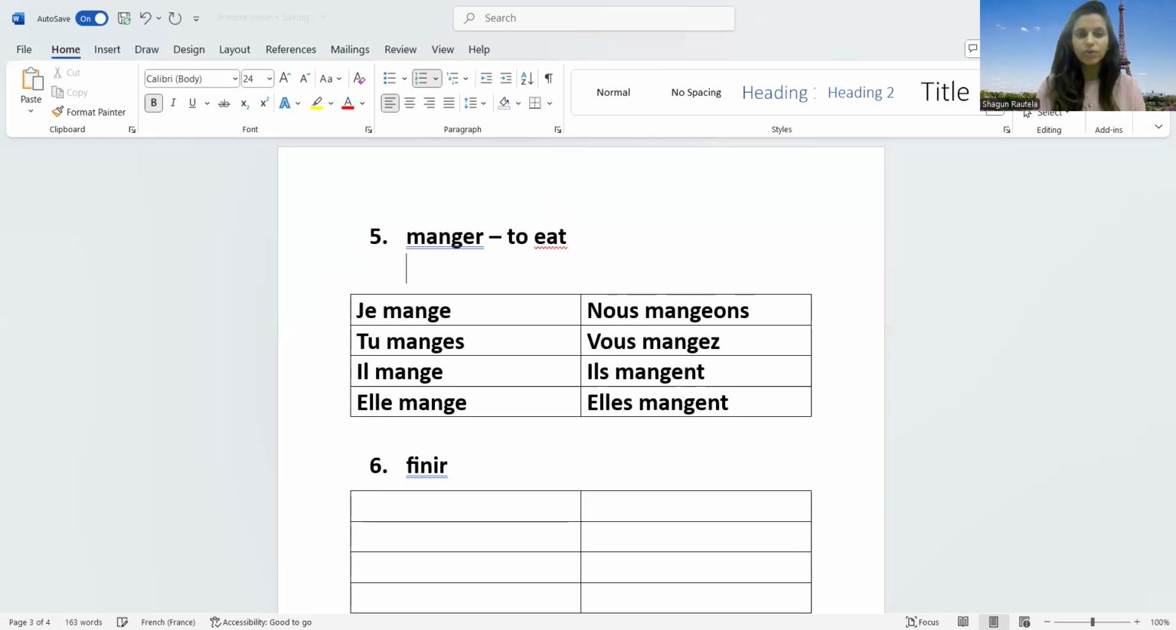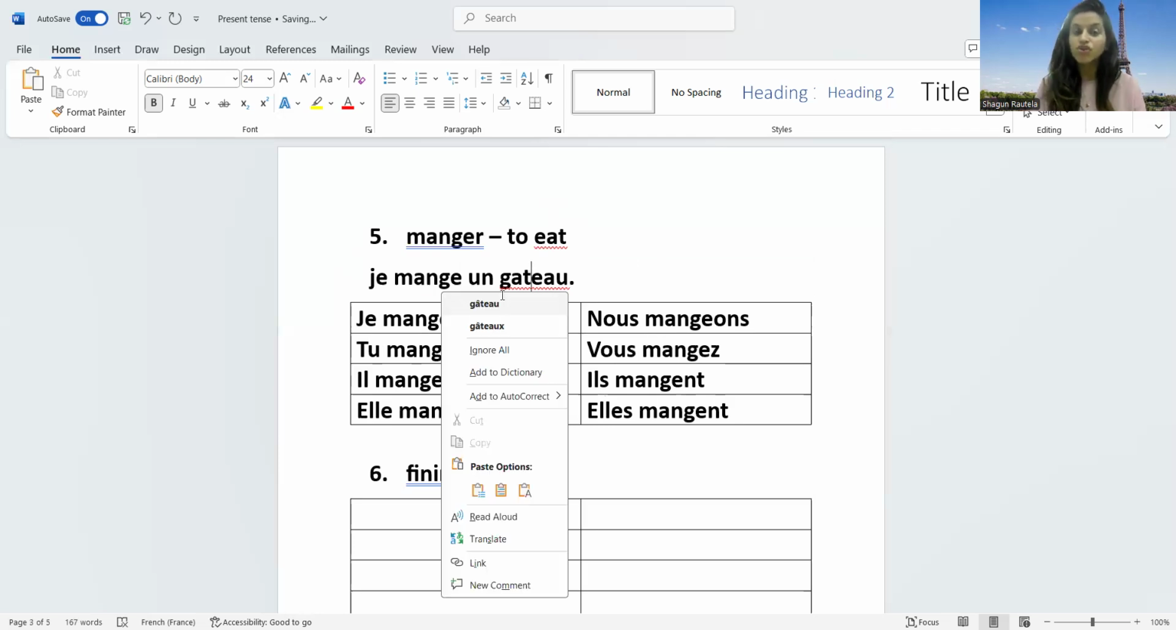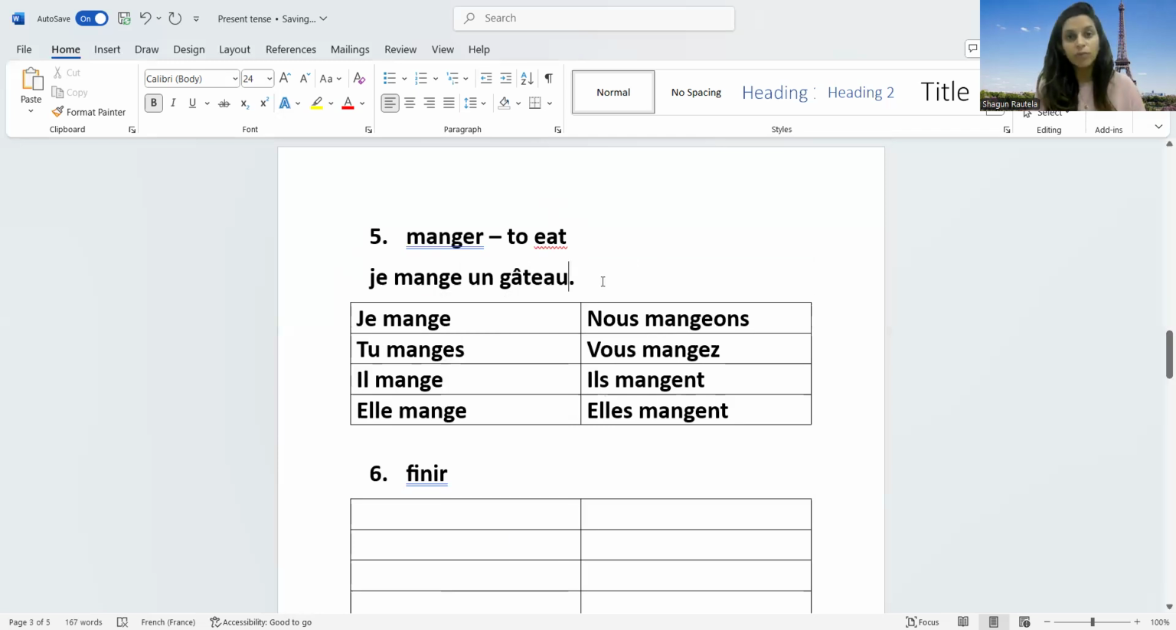How will you make a sentence with manger? Je mange un gâteau. I'm eating a cake. Peter mange une glace. Peter is eating an ice cream. So similarly, make your own sentence.